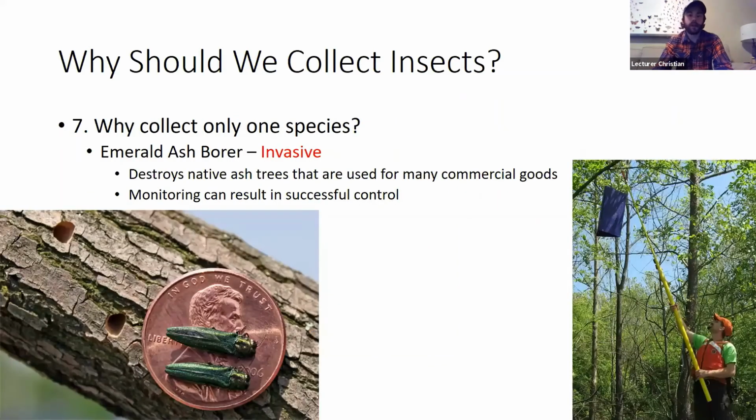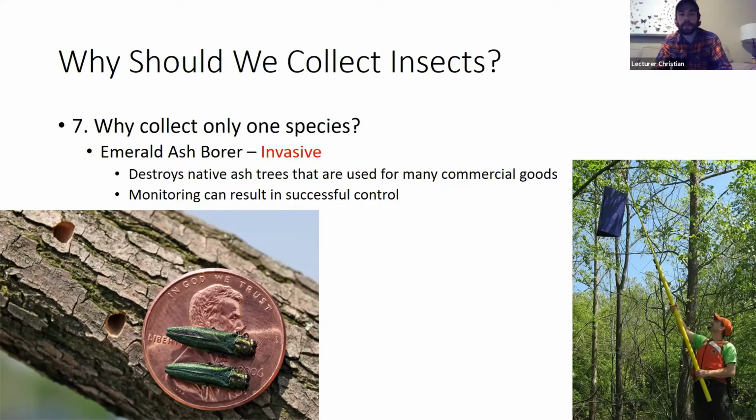And sometimes we only collect one type of insect or one species. One example of this is the emerald ash borer, which is an invasive species from Asia. It has killed up to 40 million ash trees in the United States alone, and young ash trees are especially susceptible to infestations by this beetle. Although it's very beautiful, it has caused a lot of damage in the United States. This pest has been found throughout the United States now, but mainly in the Midwestern and eastern parts of the United States.